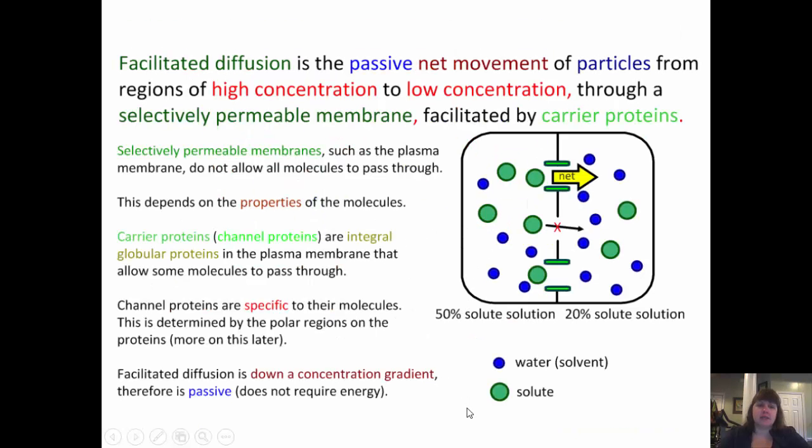All right, so the next concept is facilitated diffusion. So we still have a passive, no energy required, net movement of the particles. We're still going from high to low concentration, but now we are going through that selectively permeable membrane with the help, or facilitated by, a carrier protein. The selectively permeable membranes don't allow all molecules to pass through, and this is due to the properties of the molecules. Sometimes we need carrier proteins, also called channel proteins, that are a type of integral globular protein.